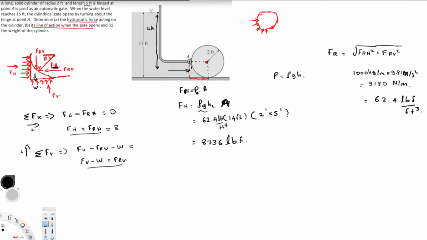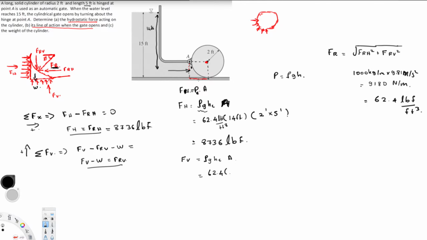So this is equal to 8736 pound force, and we have to calculate the FRV right now. To calculate that one, I have to calculate FV, the vertical force, and the W. So let's calculate the vertical force first. It's going to be the same equation, rho g h c A. So rho g is going to be the same thing for this one, that is 62.4, and for the centroid, this is the horizontal centroid.